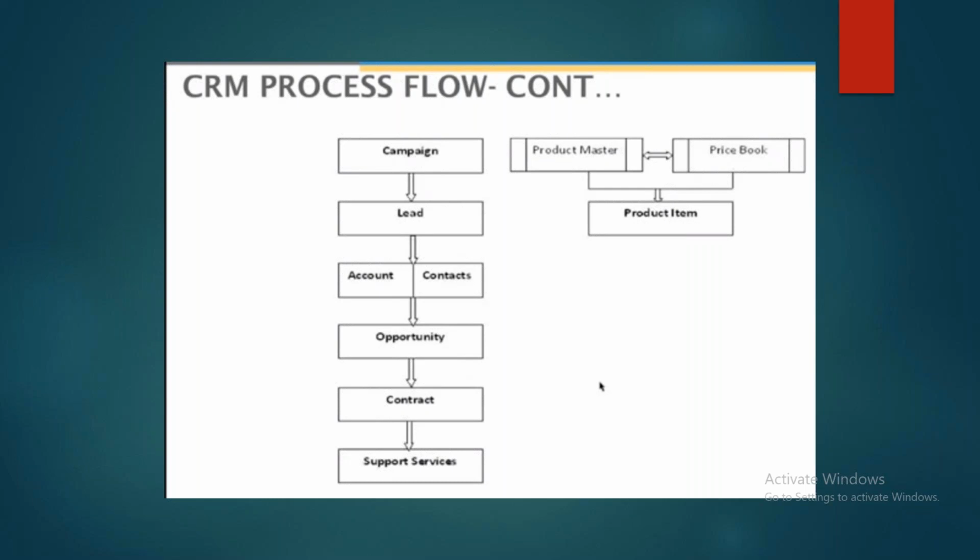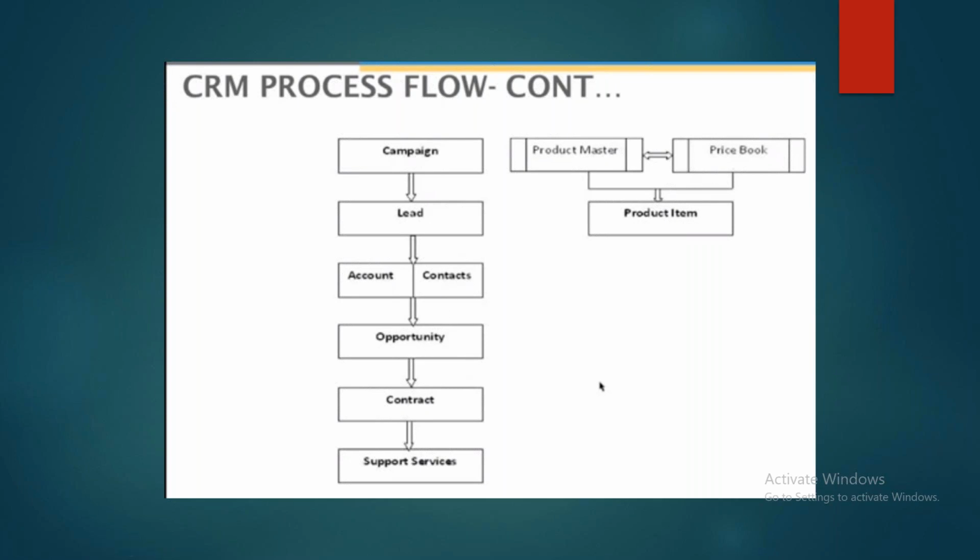Once they collect all the leads, they pass these leads to the salespeople. Then salespeople call each and every person and verify if they are really interested or not. If they are not interested, they just close this particular lead. If they are interested, they convert this lead into account, contact, and opportunity. One lead is converted into account, contact, and opportunity.